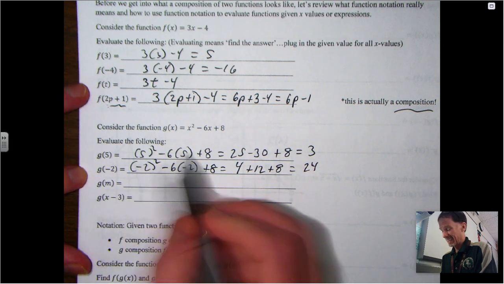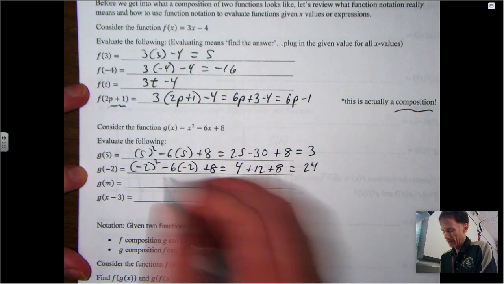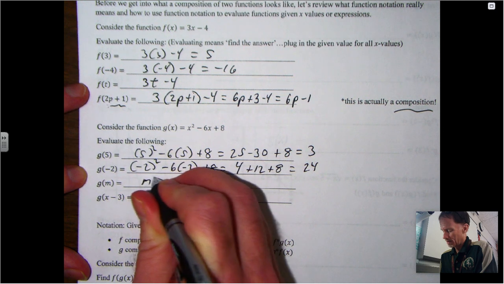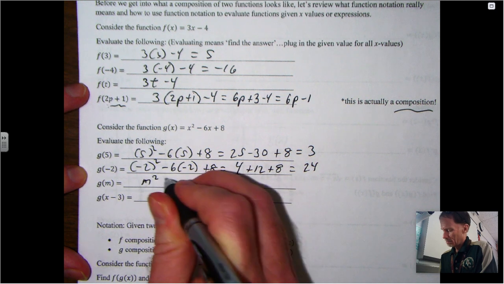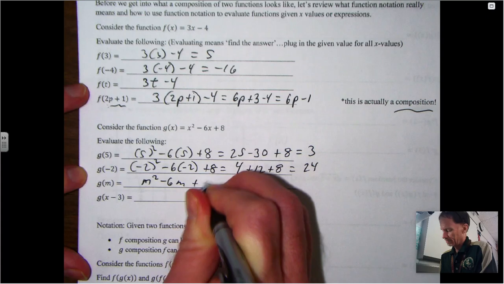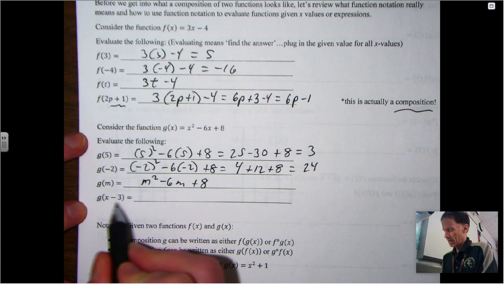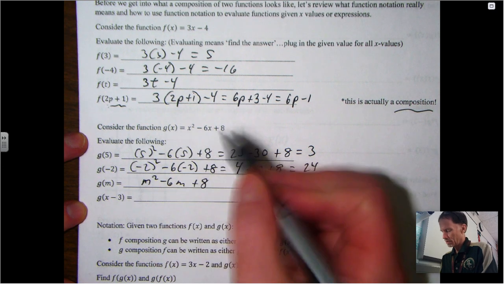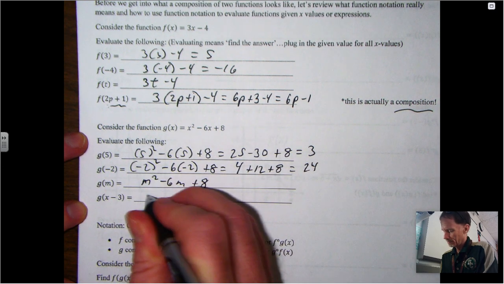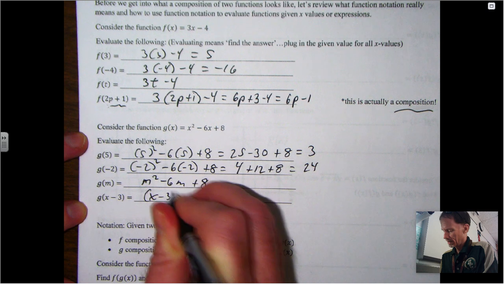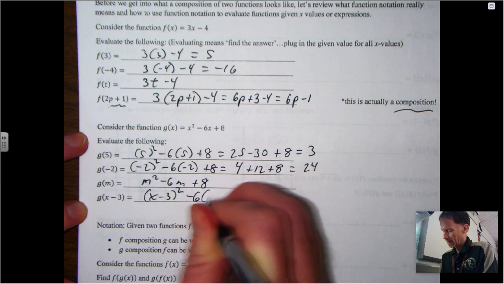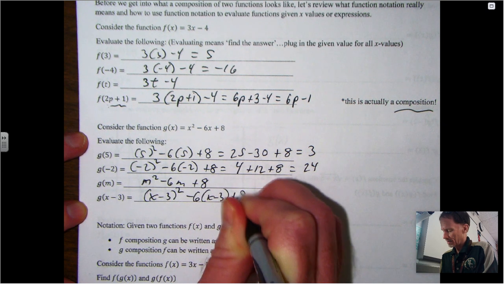I can plug in m. Again, that doesn't really change anything except just what the variable is. So this would just be m squared minus 6m plus 8. Nothing to it. This one's a little bit more complicated. So now we got to do the x minus 3 in everywhere there's an x. Okay, so it's going to be x minus 3 quantity squared minus 6 times x minus 3 plus 8.